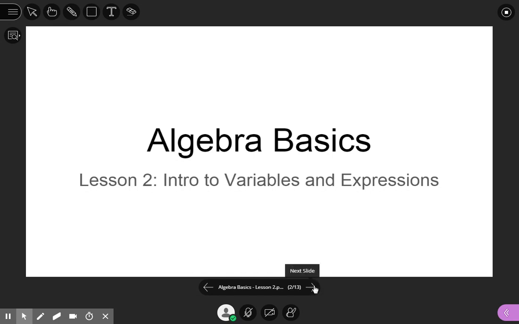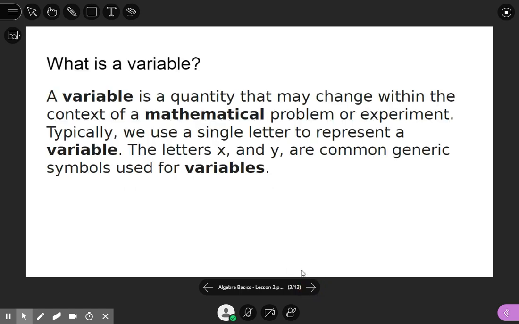So let's go ahead and just get going here. We got a few examples and some notes to go through just real quick. What is a variable? A variable is a quantity that may change within the context of a math problem or experiment. So something that changes. We use placeholders that are letters. So nothing new. We've done this for a while, I'm sure, in previous classes. We often use X and Y to represent generic quantities, just as a placeholder, and it could be any number that goes in that spot.